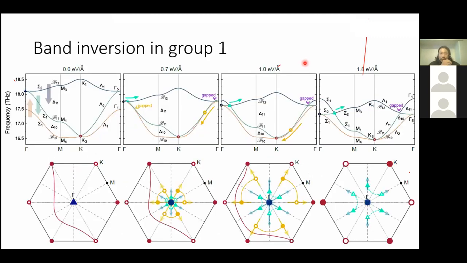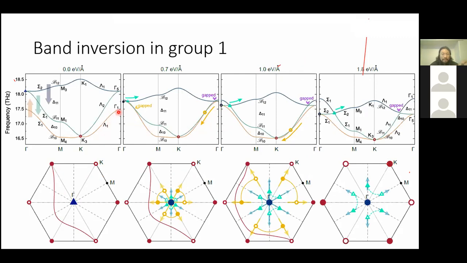Now we can do some calculations and find these band crossing points in the Brillouin zone to see how this braiding process happens in momentum space. In the beginning, there are just two nodes, but upon the band inversion, we can see three different changes.